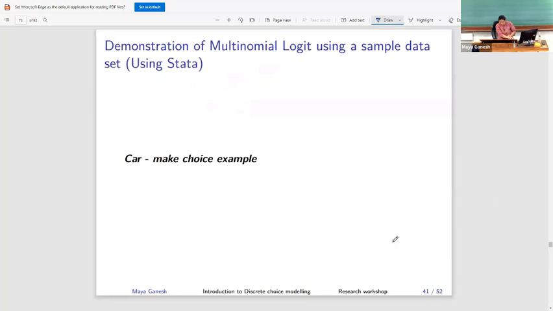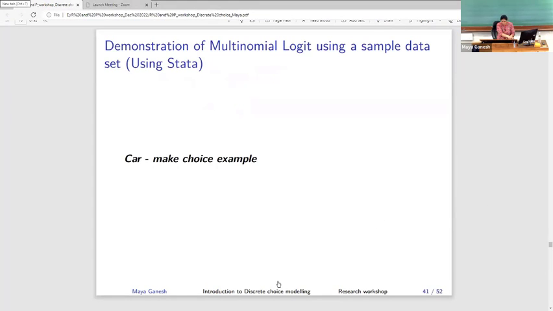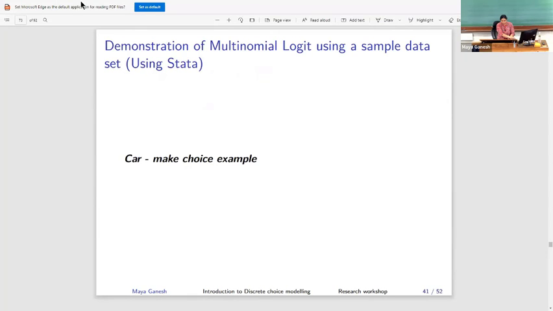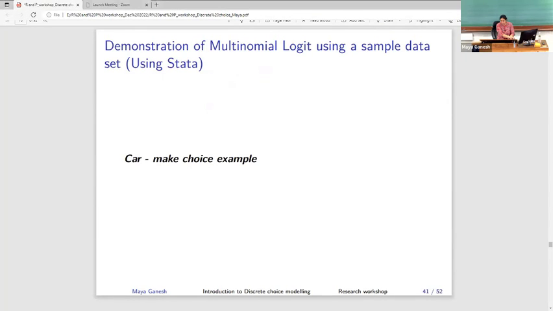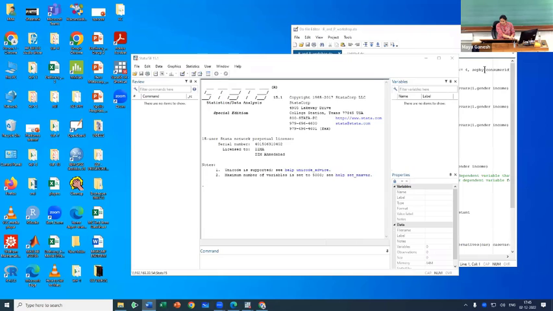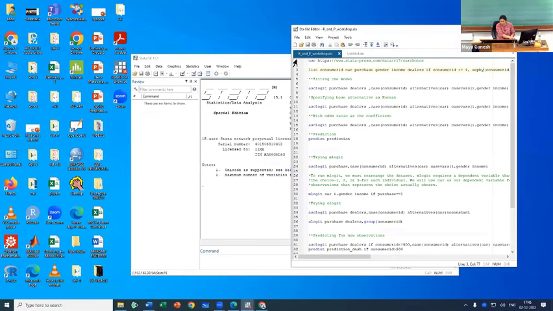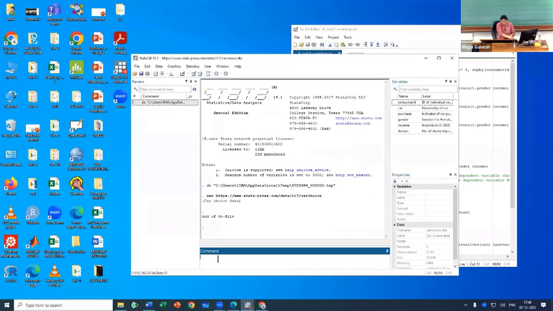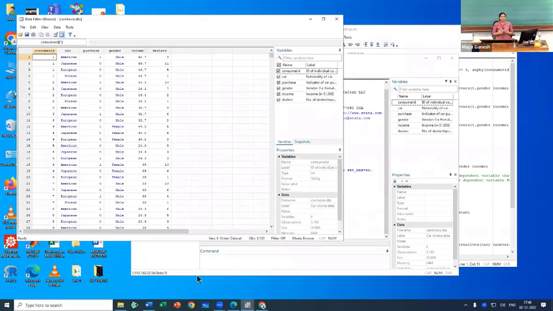I have an example where a set of consumers are making a choice of an automobile, and I have collected this data. So what does this first column show? Consumer ID: this is the first customer, this is the second customer, this is the third customer. And these are the choices that the customer has. The customer can buy an American car, European car, Japanese car, Korean car, etc.